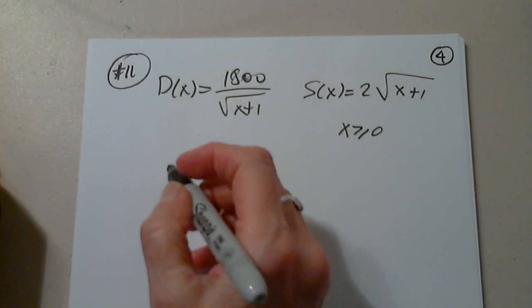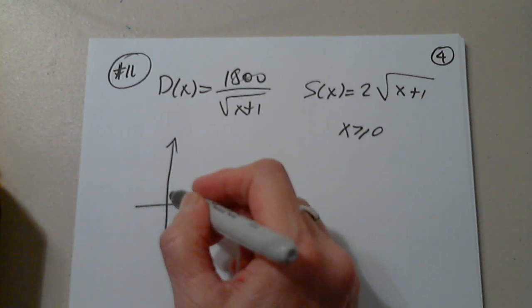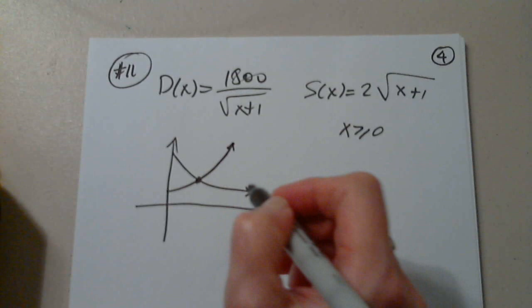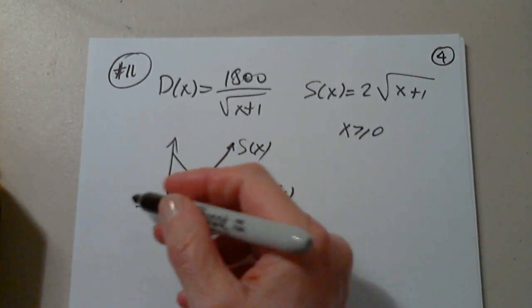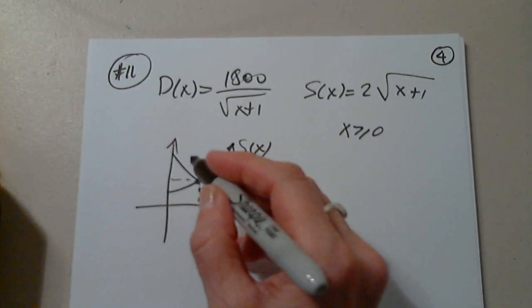No matter what the graphs are, we're not interested to graph these two, but this and this, here's the equilibrium point. So this is always the demand, this is always the supply, this is always an increasing function, this is always a decreasing function. This is the equilibrium point.